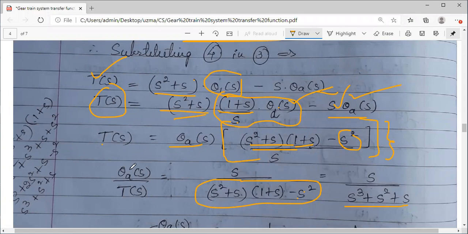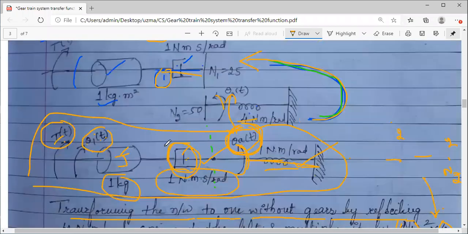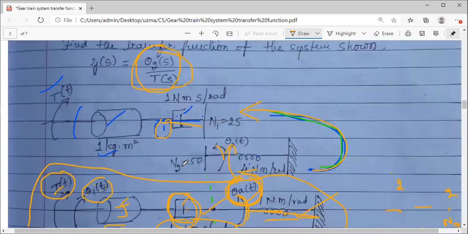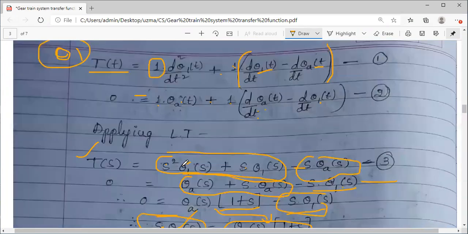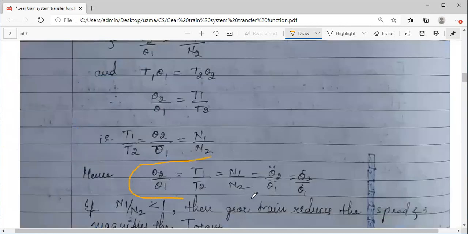Now, I have found output by input, but output is theta a, not theta 2. But I have to find theta 2. The given question is, I need to find the transfer function theta 2 by s. I need theta 2. So what I will do now, let me go for the theory concept. Okay, let me recall this relationship I will make use of.